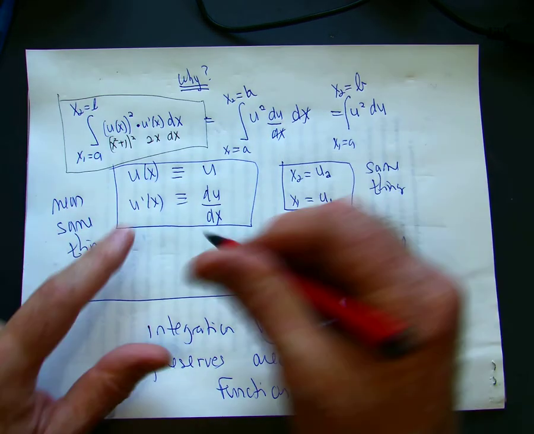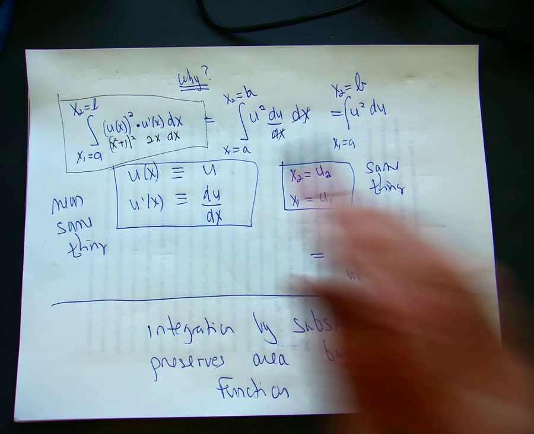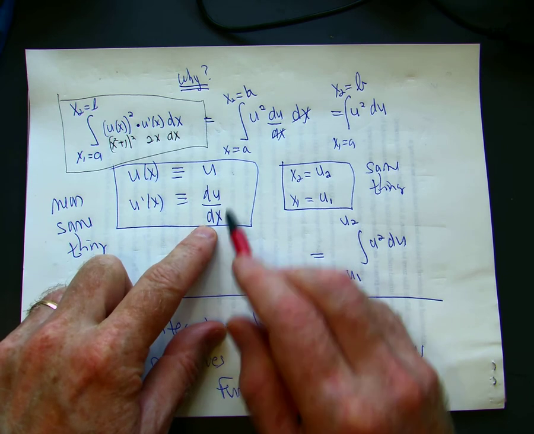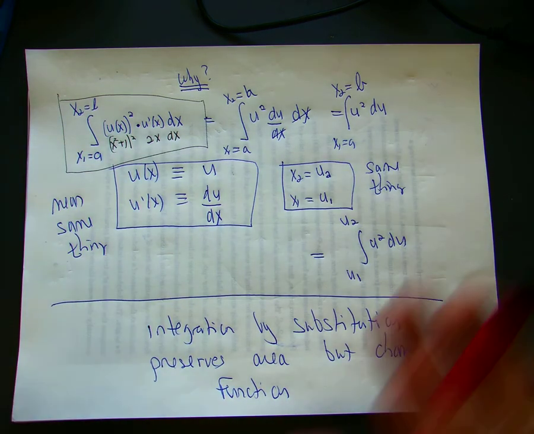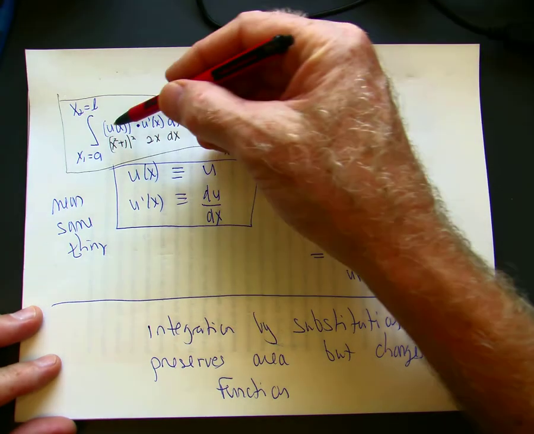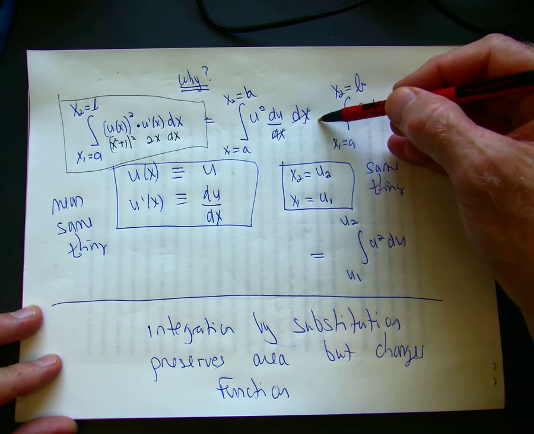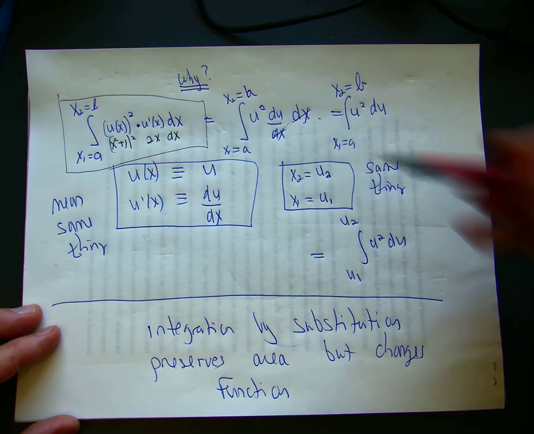So u of x is the same as u prime is the same as du over dx. These mean exactly the same thing, but the symbology I think helps us a little bit, because when we rewrite this as this, the dx's cancel. So we're left with u squared du.